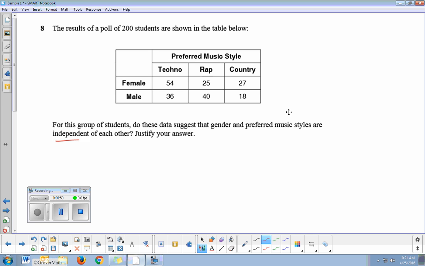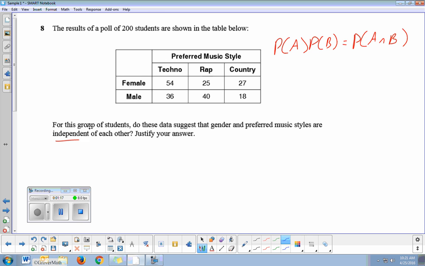So we have a simple test for independence. The test is that if the probability of event A times the probability of event B, the product of their probabilities, is equal to the probability of A and B, then events A and B are independent and they have nothing to do with each other. Well, let's look at this.